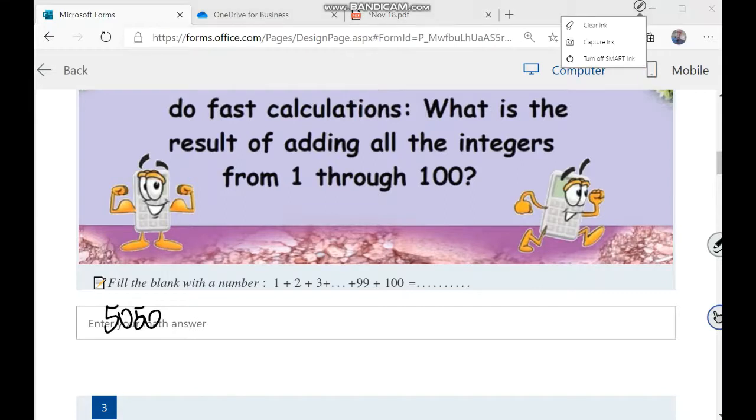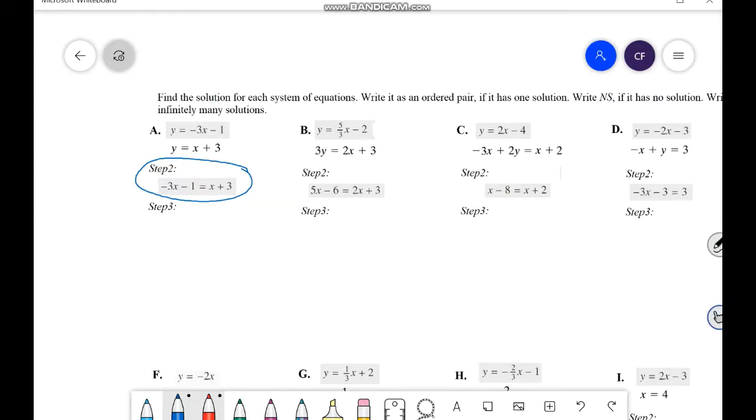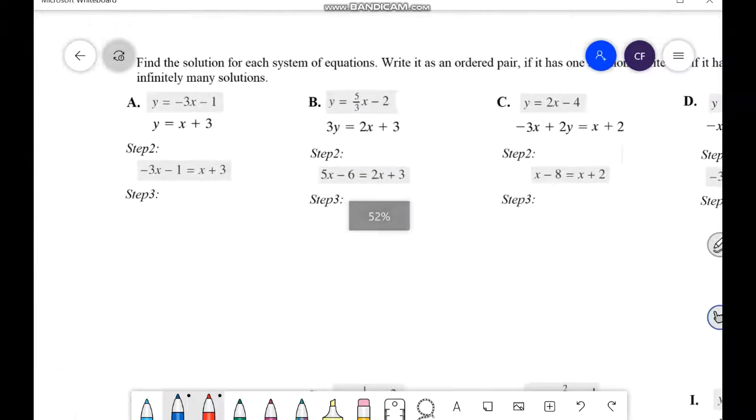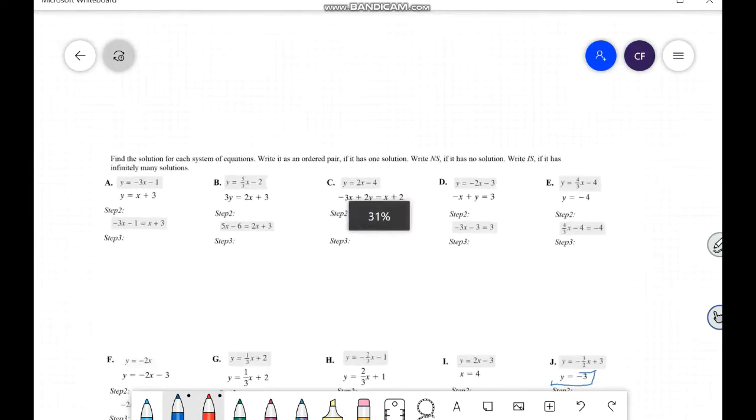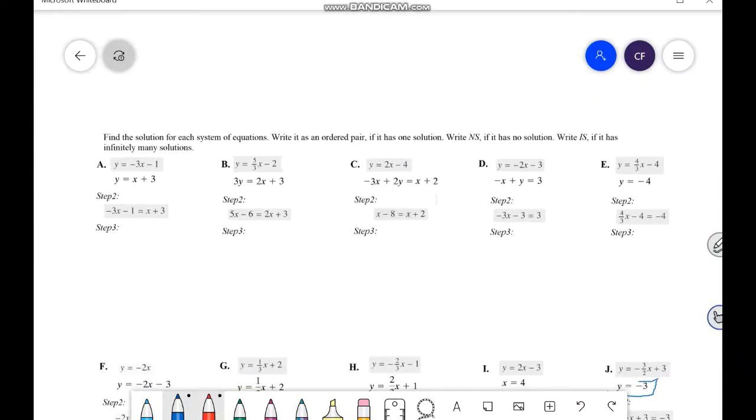Let's go to the quiz. Let's work on the quiz. And in our quiz today, we are finally going to find the answer for our system of equations. We worked on step number 1, we worked on step number 2, and now we will solve step number 3. Find the solution for each system of equations. Write it as an ordered pair if it has one solution. Write NS if it has no solution, and write IS if it has infinitely many solutions.